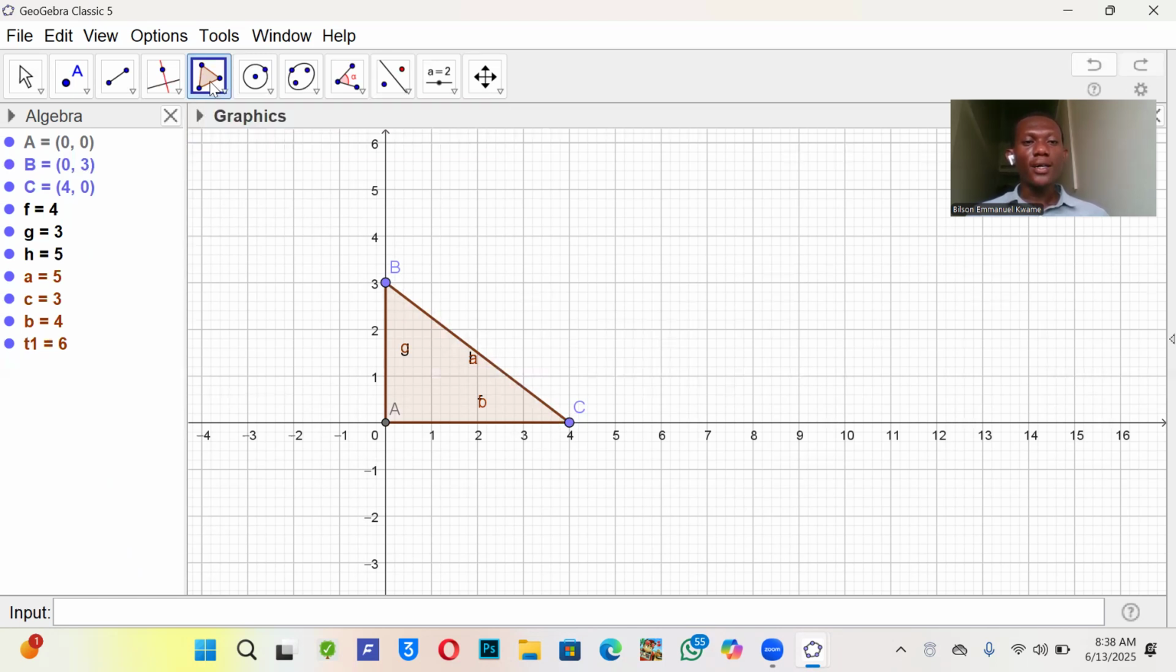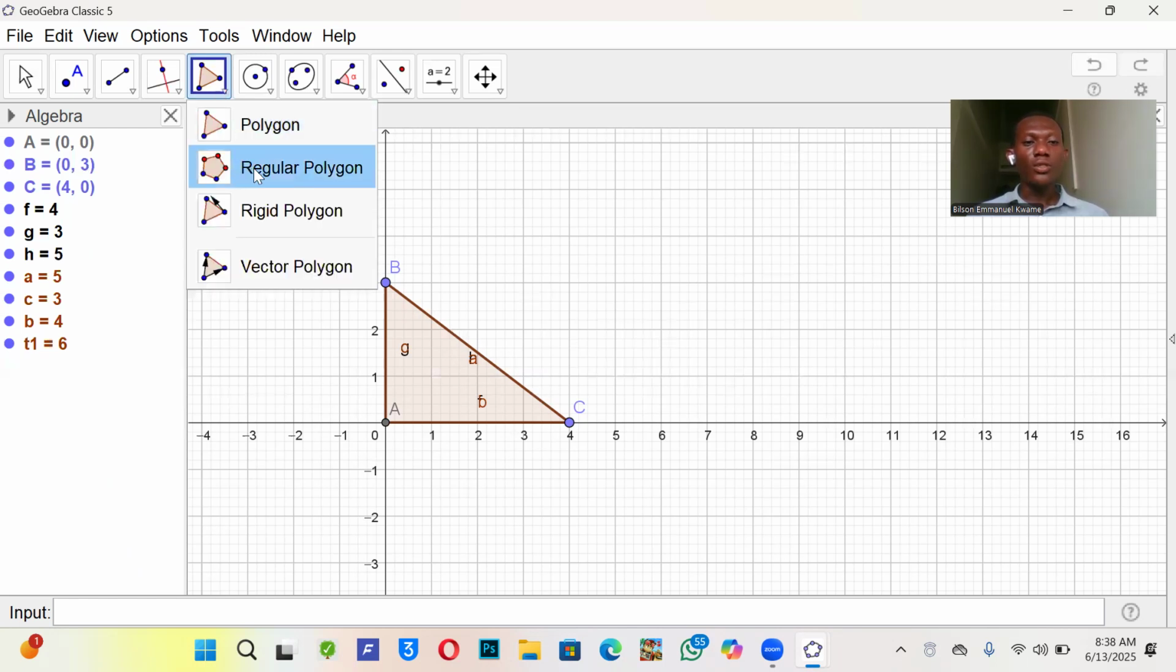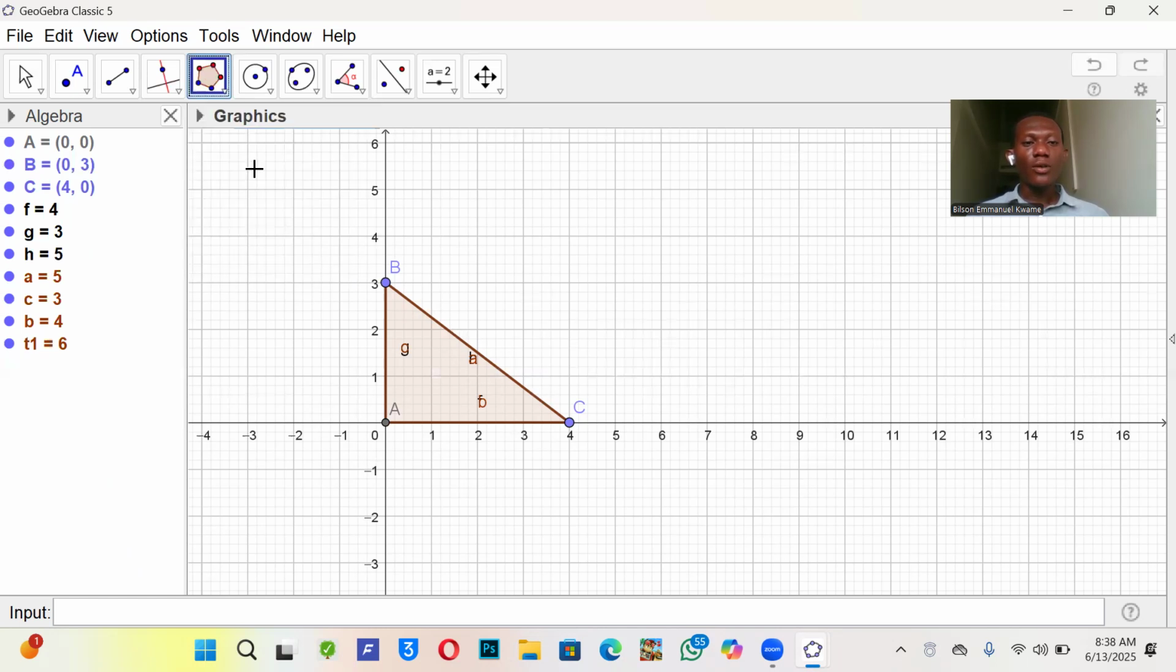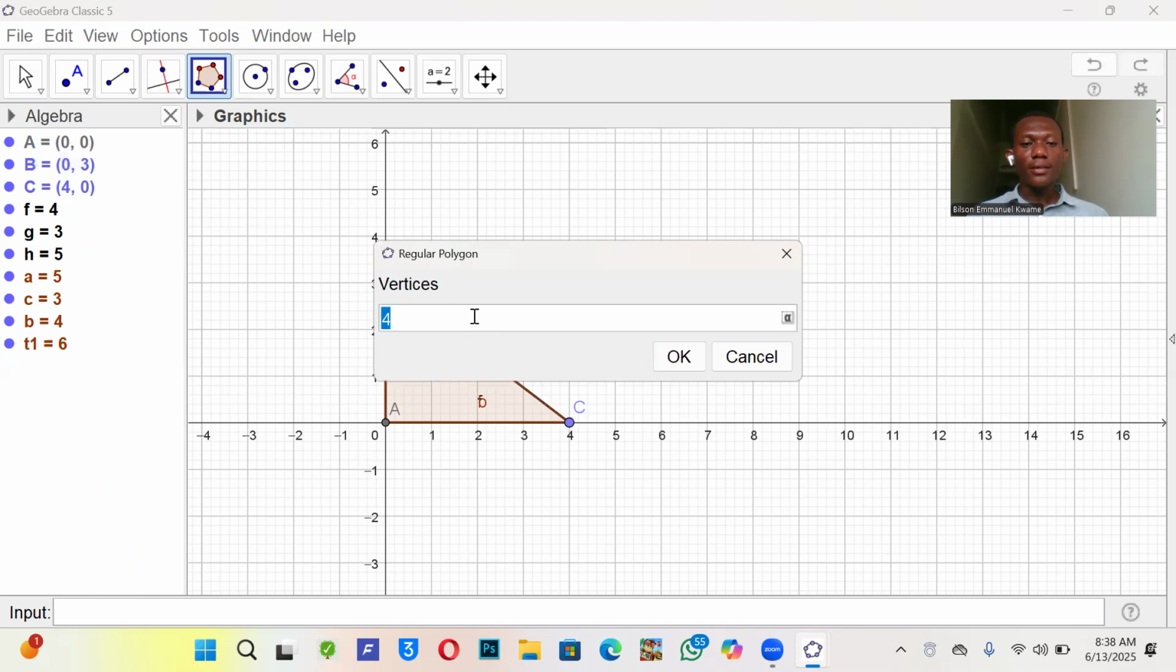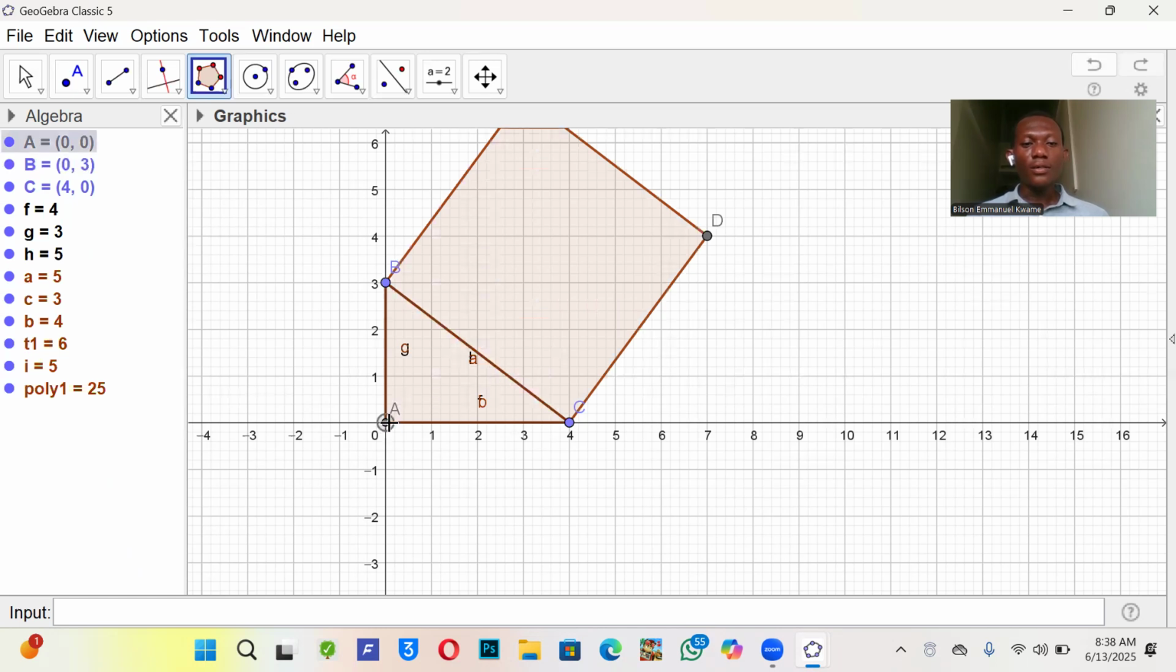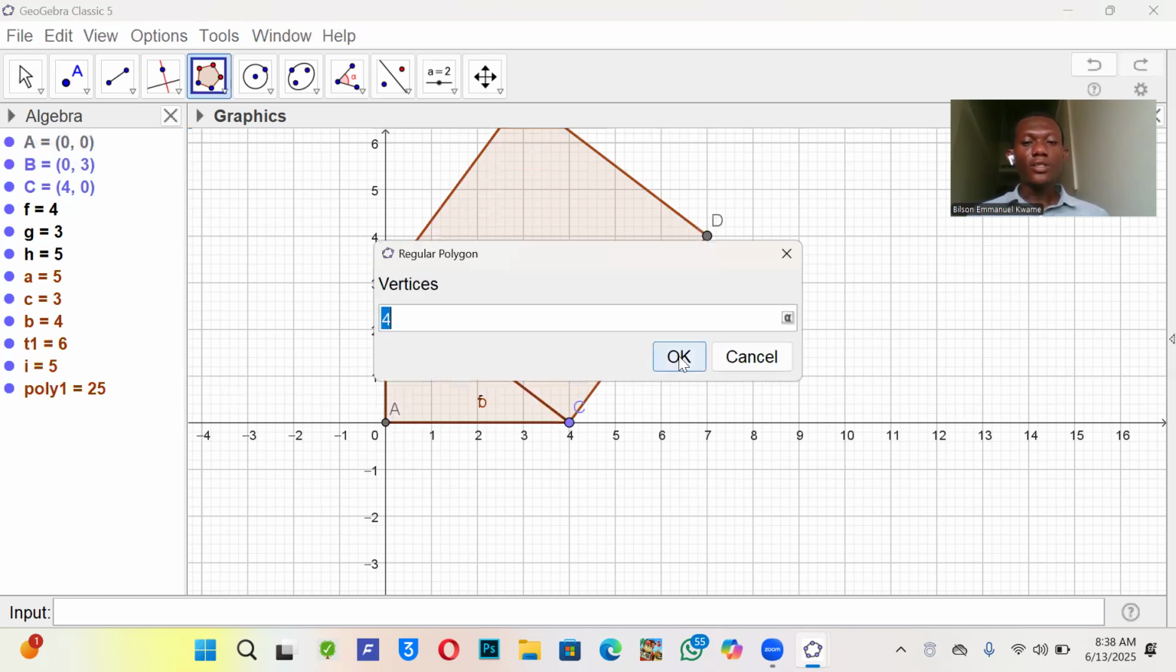To do that, come here, activate on the polygon, or right click on your mouse. Then you come to regular polygon. Tap here and tap here, right? How many vertices do you want? We want a square with 4 vertices. We activate, we come here, we come here. How many vertices do we want?